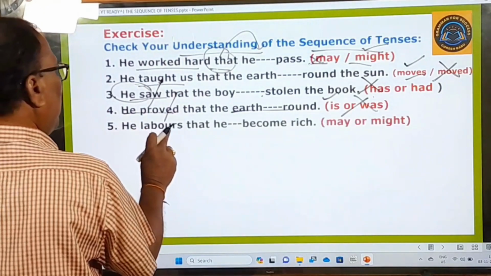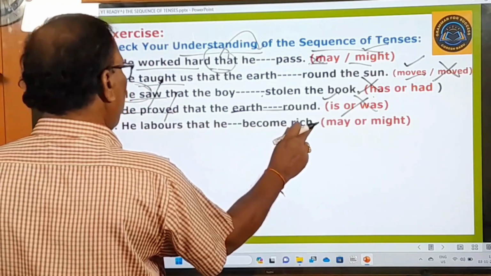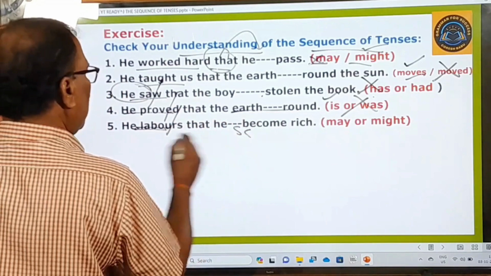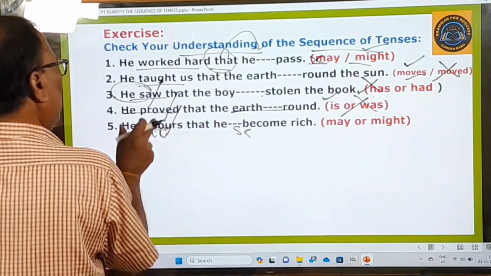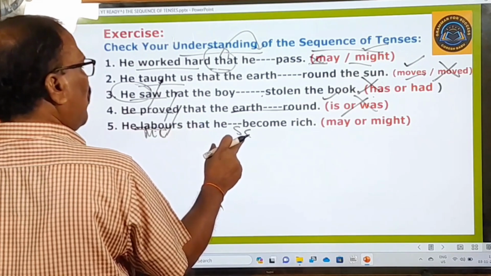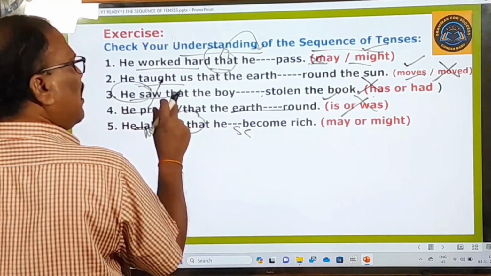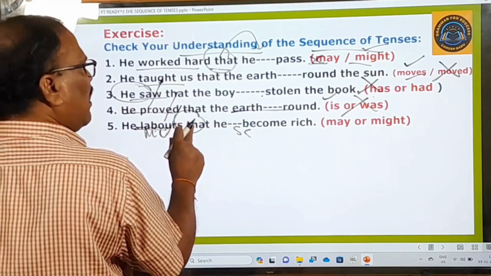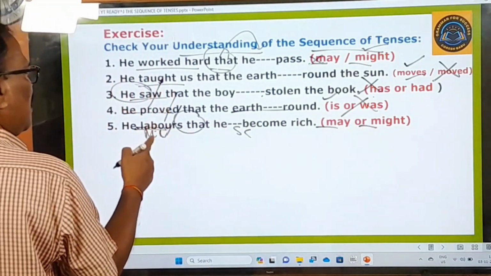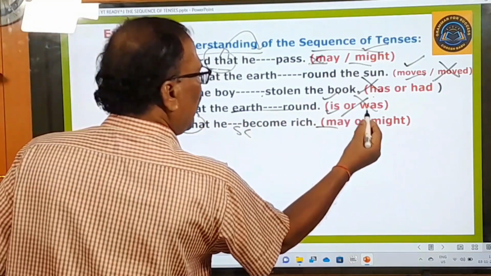And the fifth one, he labors that he ___ become rich. So here he labors. Okay, this is a subordinate clause, this is a main clause, like that. This main clause is in the present tense, and what should be in the subordinate clause? Moreover, it is beginning with that, indicating a purpose, and that's why what should we do? Okay, may or might. Since the main clause is in the present tense, we must use only may, not might.